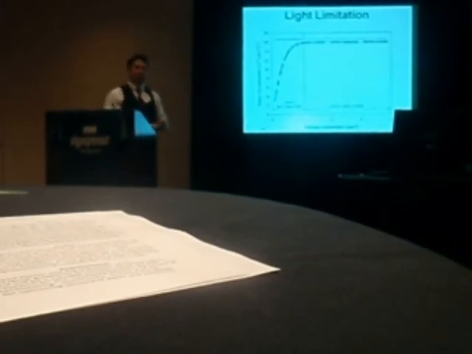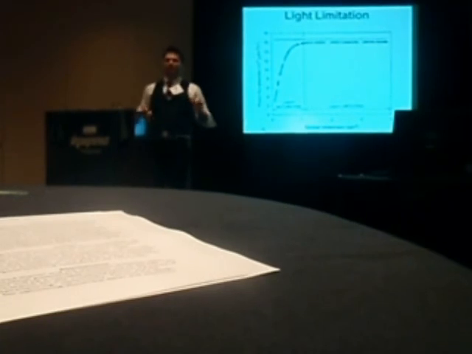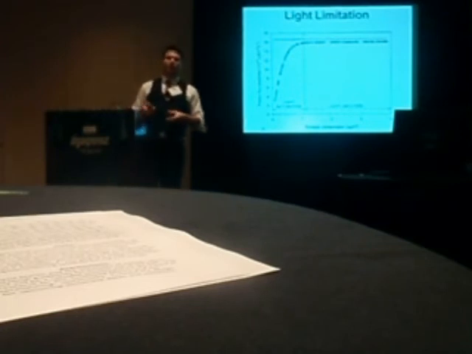Here's a little chart I found showing light limitations. Basically, when those photons are emitted, you can have a point at which there's too much light and you get saturation. And that's based on your algae strain. It's only going to be able to absorb so much light.